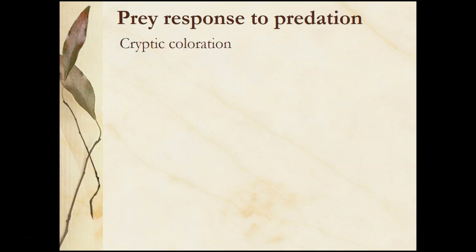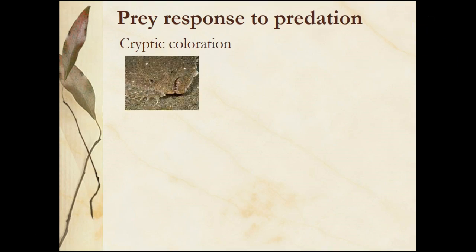There are a variety of ways that they do this. One of the most interesting to me is looking at their coloration. Cryptic coloration is really the general term for camouflage. And camouflage is really not a wildlife biology term. We use this idea of cryptic coloration.